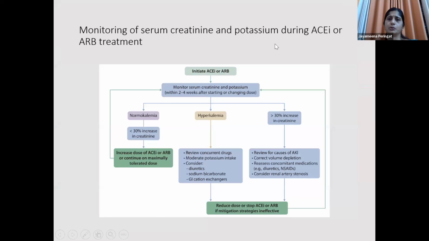So what should you do after initiating an ACE inhibitor or ARB? Basically, monitor serum creatinine and potassium within 2 to 4 weeks after starting or changing the dose. If it is normokalemia and there is less than 30% increase in creatinine, increase the ACE inhibitor or ARB to the maximally tolerated dose. If there is hyperkalemia, look for concomitant drugs. If there is a 30% increase in creatinine, review for other causes of AKI like volume depletion, medications, diuretics, NSAIDs, renal artery stenosis. So in hyperkalemia or increase in creatinine, reduce the dose or stop the ARB accordingly.